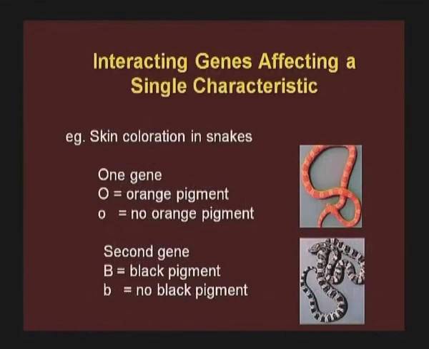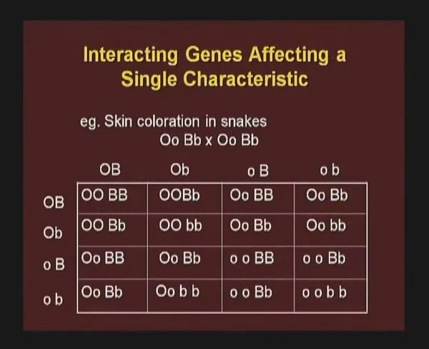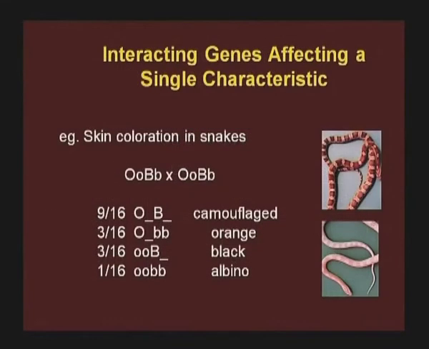Interacting genes affecting a single characteristic are commonly observed and have been studied in the case of skin coloration in snakes. One gene is orange, capital O, and no orange, small o. The second gene is black pigment, capital B and small b. As interacting genes affecting a single characteristic, the variation and combinations shown here in the table result in the different skin colorations of the snakes, which we can see in these photographs.